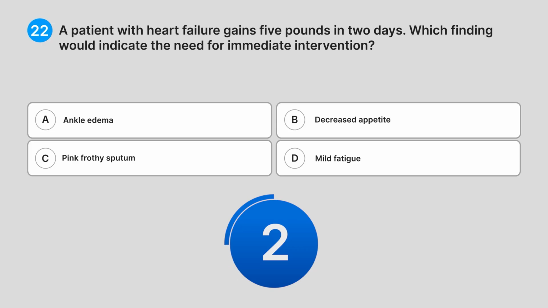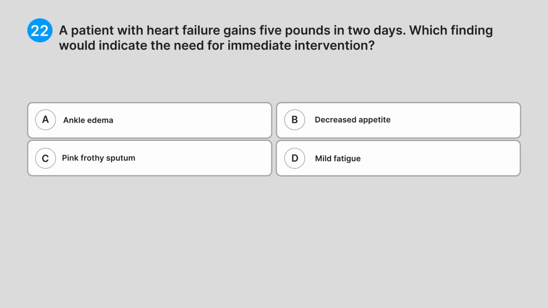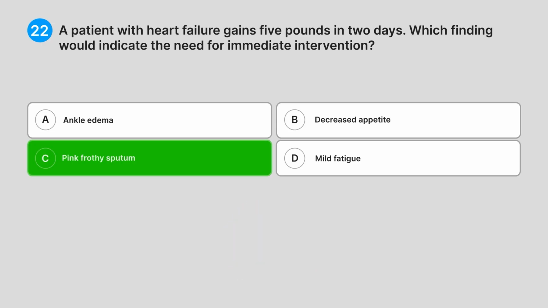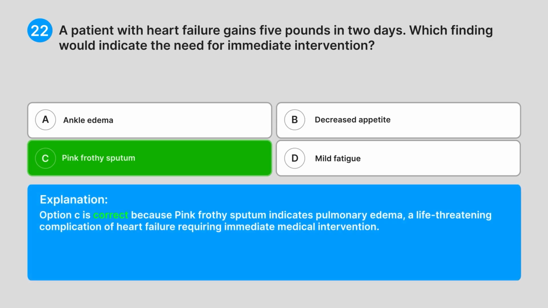Correct answer, C. Pink frothy sputum. Explanation: option C is correct because pink frothy sputum indicates pulmonary edema, a life-threatening complication of heart failure requiring immediate medical intervention.